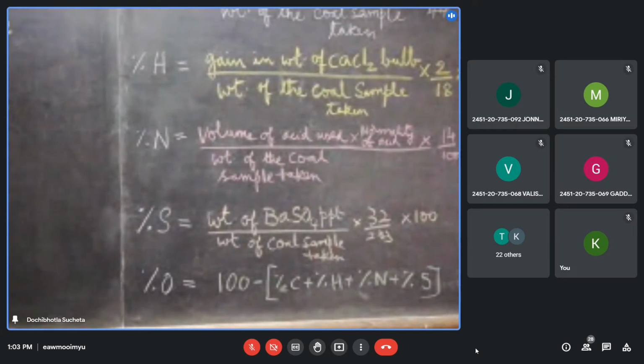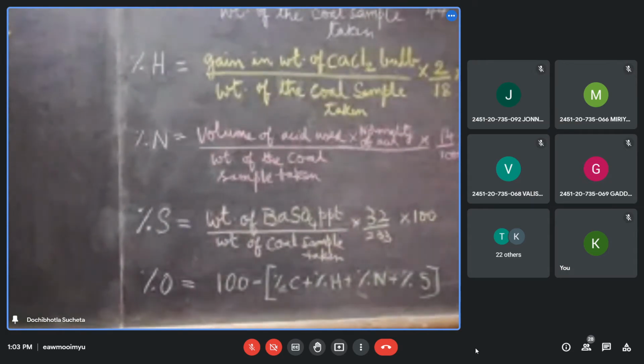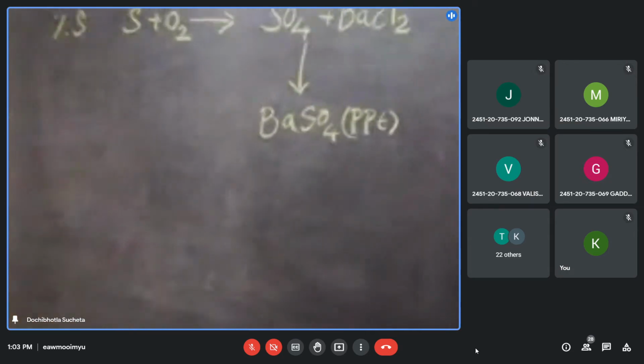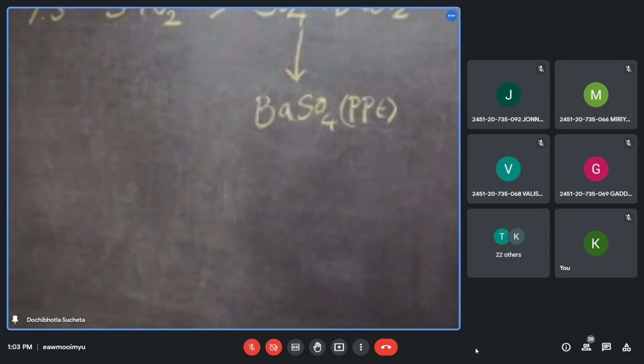Last one would be getting the percentage of oxygen. Okay, it's again by indirect method. 100 minus the sum total percentage of carbon, hydrogen, nitrogen and sulfur gives the percentage of oxygen. Okay, that's about the ultimate analysis of coal. Okay, right. The last few points, significance. That's very, very important. Significance.